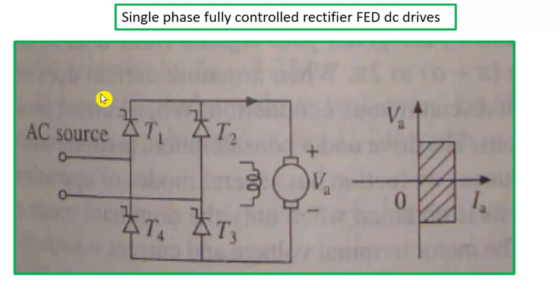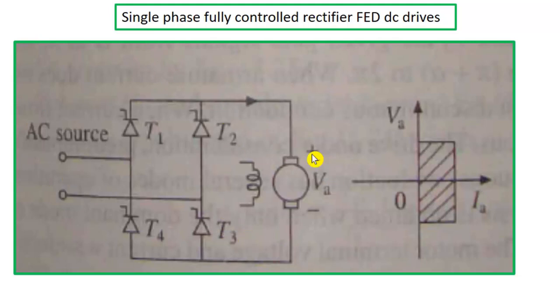But for high power application, thyristor is the only suitable device. That's why here thyristor is shown. Now the firing pulses, these gate pulses of these thyristors are controlled to control the output voltage. So it is controlled rectification. Input is AC, output is DC.